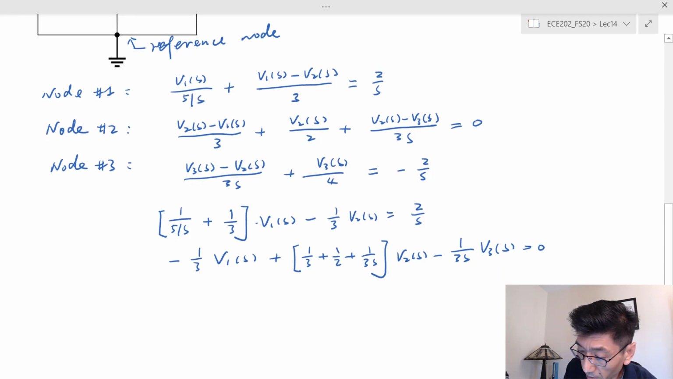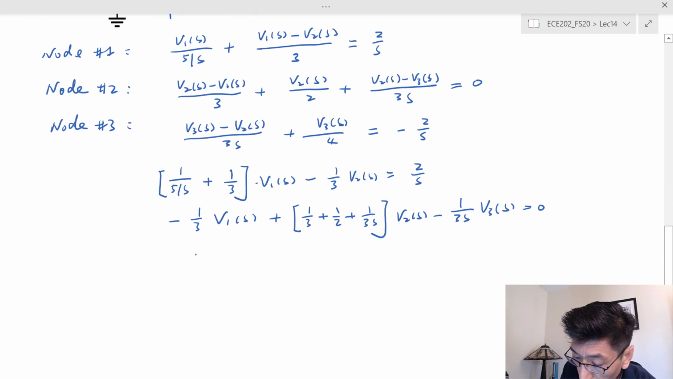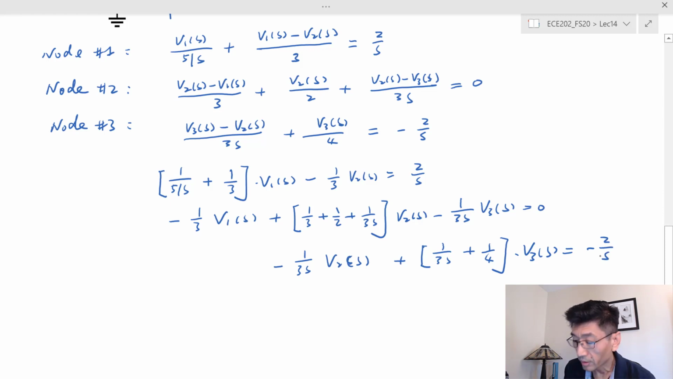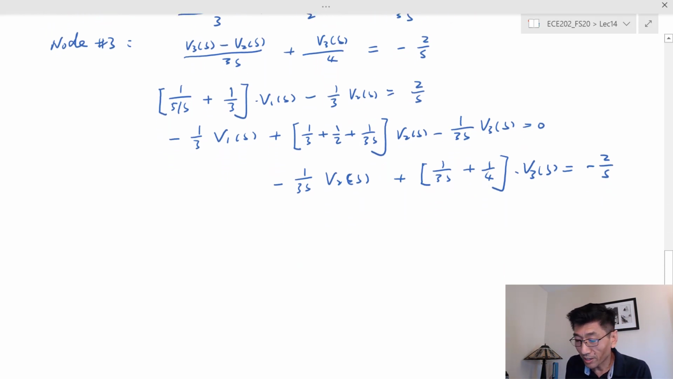That's equal to 0. And for the last one, if I collect the terms, for V1 it's actually 0, right? I don't really have anything for V1. So for V2, I have negative 1 over 3S times V2S, and plus 1 over 3S plus 1 over 4 times V3S, equal to negative 2 over S. And since some of you asked me to really work to the very end, I'm going to take a little bit longer to work to the end.